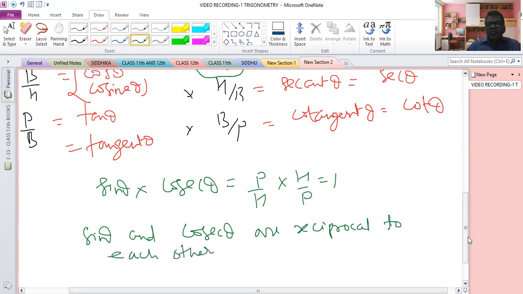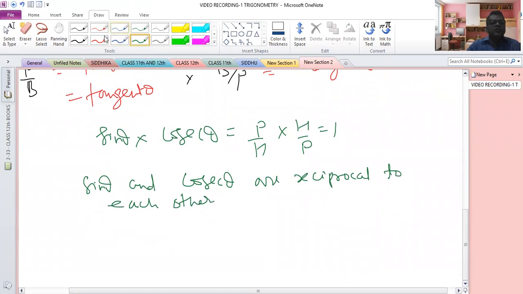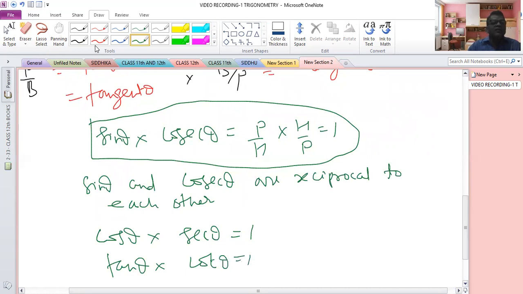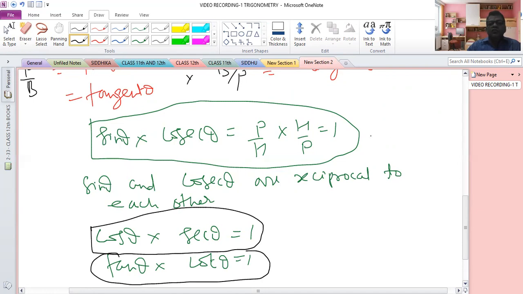Okay. Similarly, this you can remember as a formula. Okay. Similarly, we can say cos theta into sec theta is equal to 1, and similarly tan theta into cot theta is always 1. So we have these 3 formulas. Okay. So this is your formula number 1, this is your formula number 2, and this is your formula number 3.